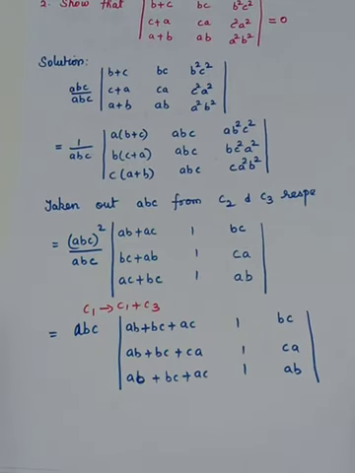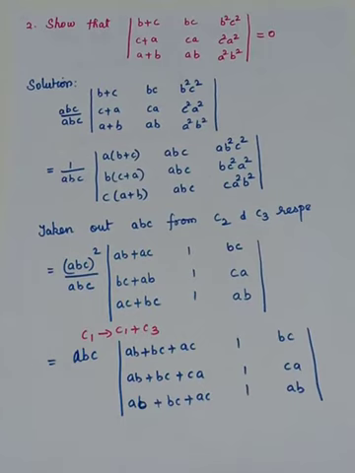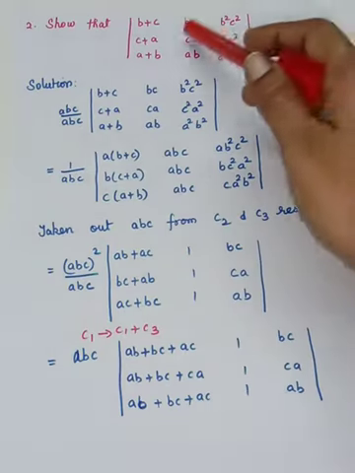Show that the determinant with first row b plus c, bc, b squared c squared, second row c plus a, ca, c squared a squared, and in the third row you have the entries a plus b, ab, a squared b squared, is equal to 0. You consider the determinant first.